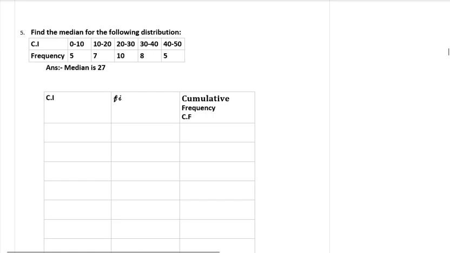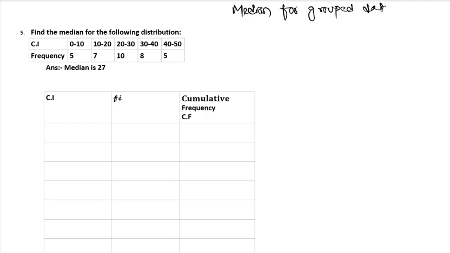Find the median of the following distribution. Now we are at the point where we are finding median for grouped data. Median for grouped data with group frequency distribution class intervals.